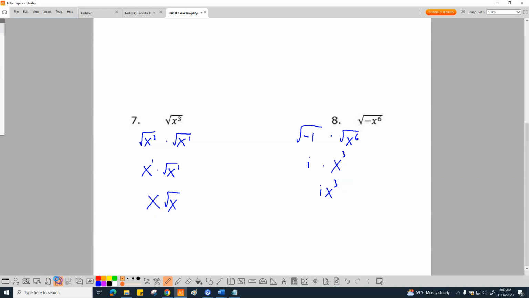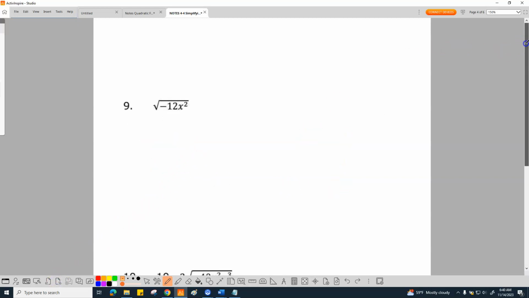I'm going to go to the next one. Number 9. Here we go. Check out this. This is going to be fun. You just break it apart one thing at a time. So we have -1 that I'm going to break apart. I have my 12 I'm going to break apart. And then I have my x squared I'm going to break apart. So the square root of -1 is i.